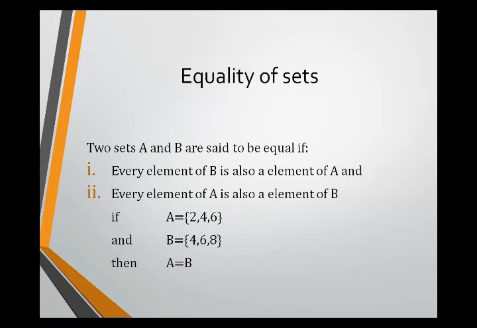The third point is two equal sets are also improper subsets of each other. I repeat it. Two equal sets are also improper subsets of each other. This is called the equality of sets. This means that all the elements in both sets are equal. Arrangement doesn't matter. The arrangement may be the same or not the same, but all the elements in both sets are equal.